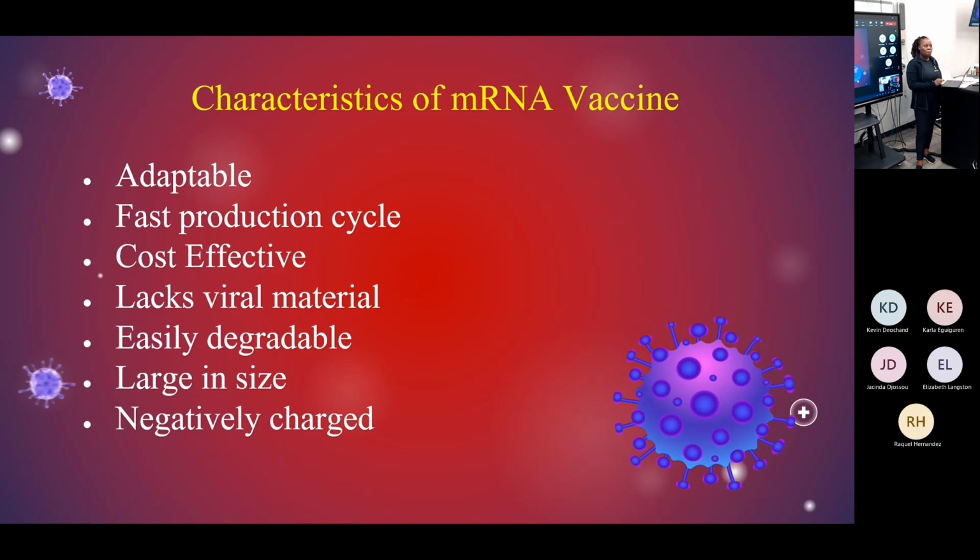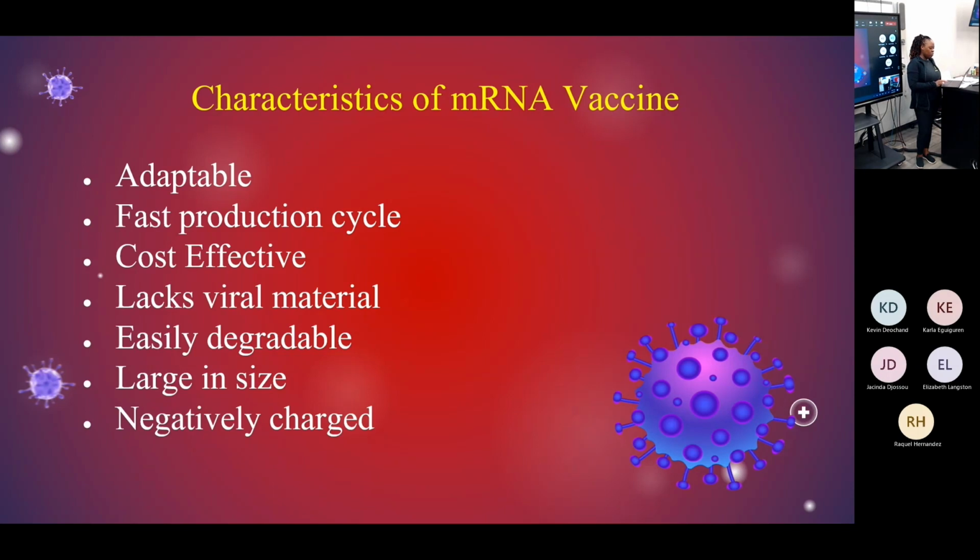So they're able to mass produce a lot more vaccines than they were if they were using live attenuated vaccines. Right? It also lacks viral material. So because the protein has no virulence, there is no chance of being infected with the virus after receiving this vaccine. Right? And then for negative aspects, it's easily degradable.